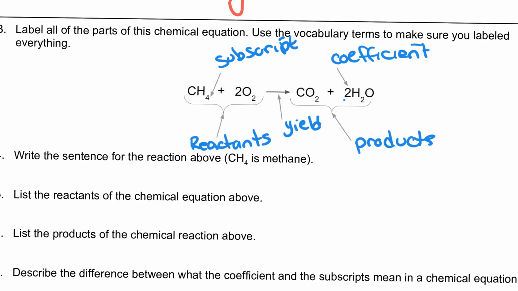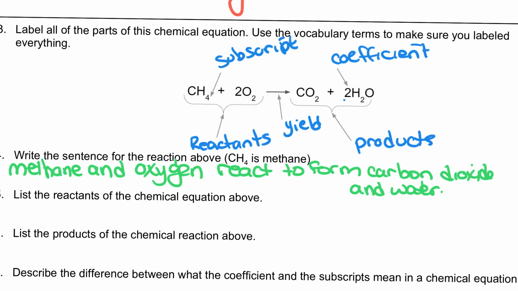The sentence describing the above reaction is: methane and oxygen react to form carbon dioxide and water. So the reactants in this chemical reaction are CH4 and O2. The products in this reaction are CO2 and H2O.